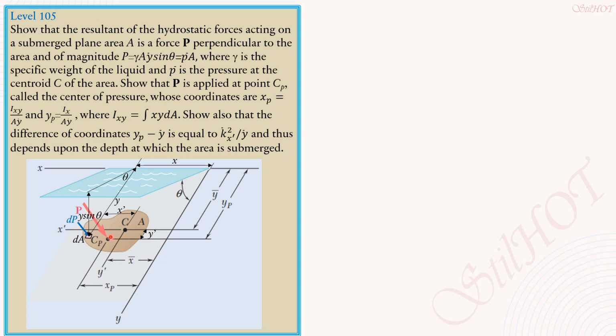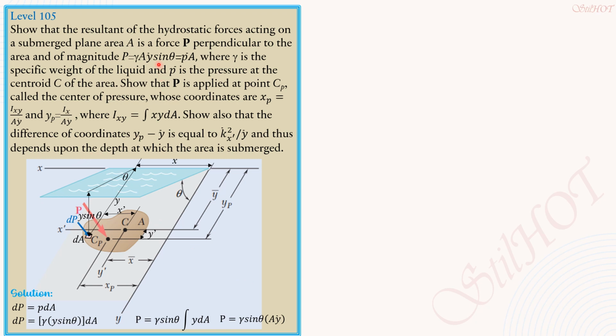So for the solution, differential P is pressure times dA, and pressure is equal to specific weight gamma times vertical distance y sine theta, then times dA. So putting constants, specific weight, and sine theta before the integral sign, and we note that the integral of y dA is simply area times barred y. Therefore, P is gamma sine theta times area times barred y.